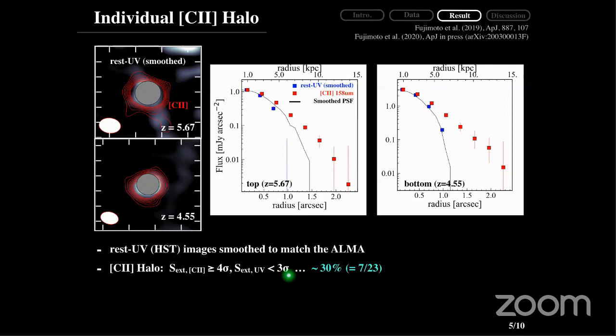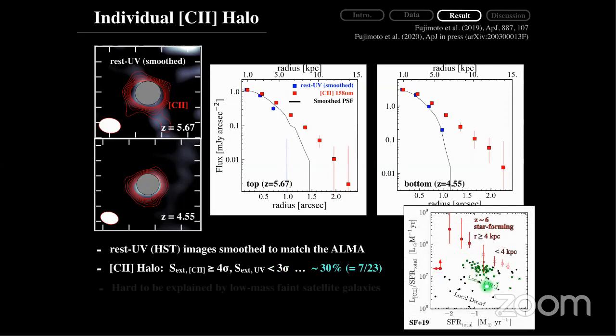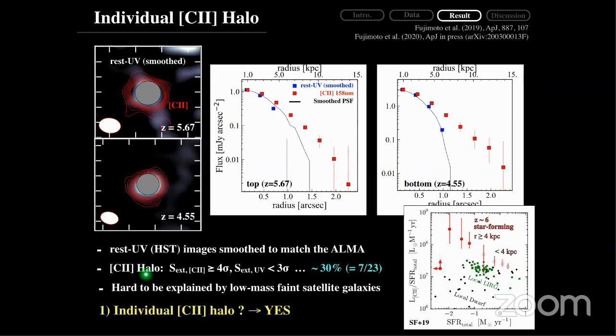We find that 7 out of 23 isolated ALPINE galaxies are classified as the C2 halo object, including these 2 objects. So with the upper limit of the rest frame UV and also with the dust continuum, our previous study already showed that such high C2 line ratio over star formation rate at the outer halo area cannot be explained by the low mass faint galaxy. So now we would be able to say that we are identifying the C2 halo individually.